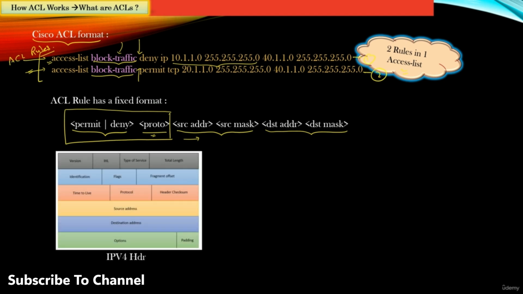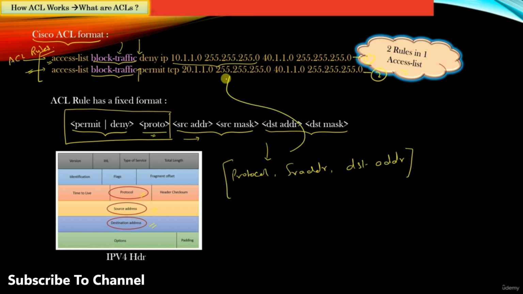Once a packet arrives into your box, and if you have an access control list configured, you extract the destination address, source address, and the protocol value from the IP header of the packet. Once you have the protocol, the source address, and the destination address extracted, you evaluate these parameters against the access control list and see whether this combination of parameters passes the access control list or not.